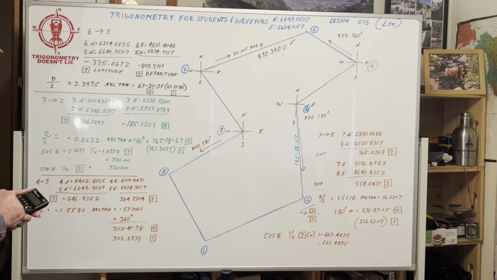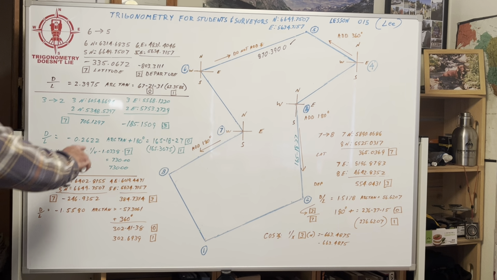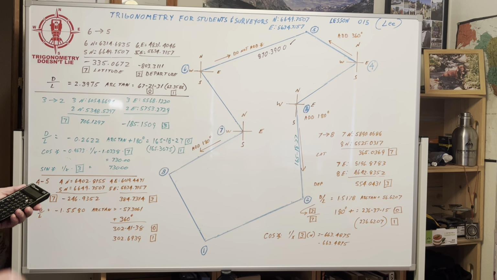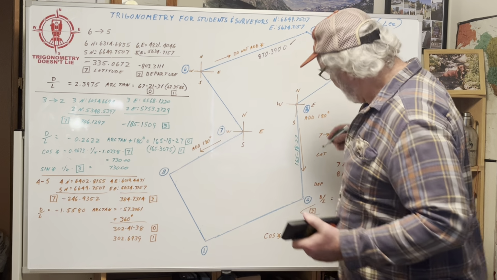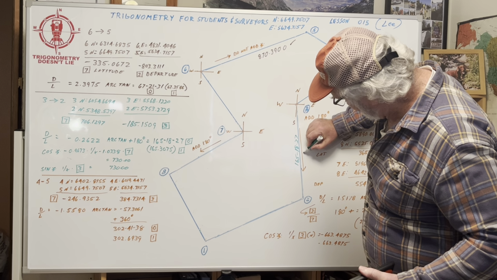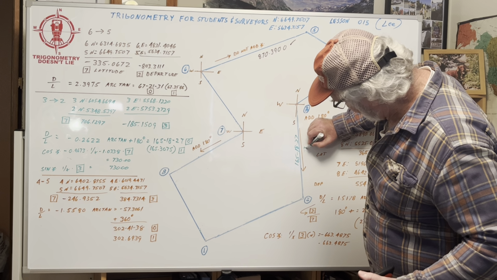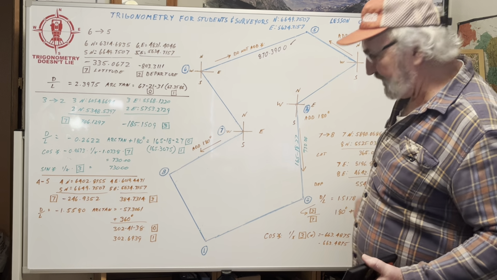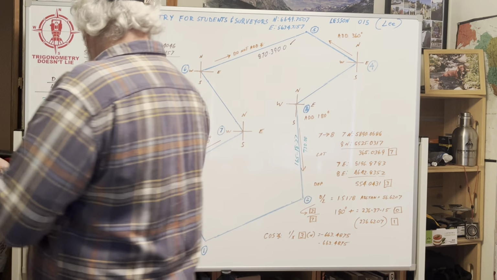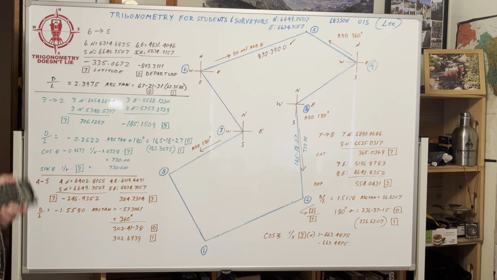Now we want to recall our northing difference, and multiply that. And that's 730 feet. Now if you go back to the old lessons, you'll see that that's all in there. 730 feet. So now we've solved that one.